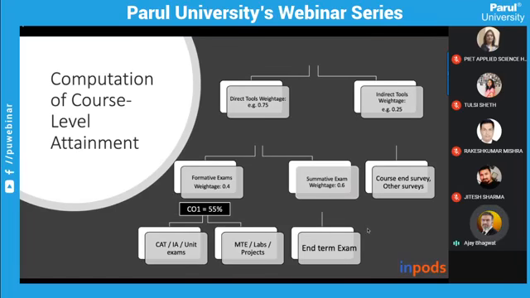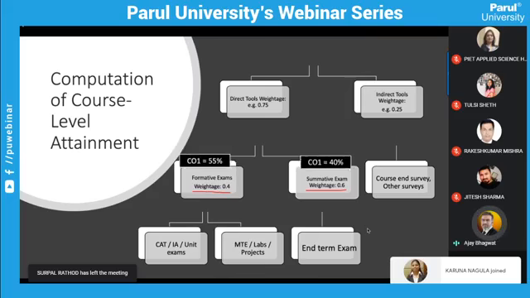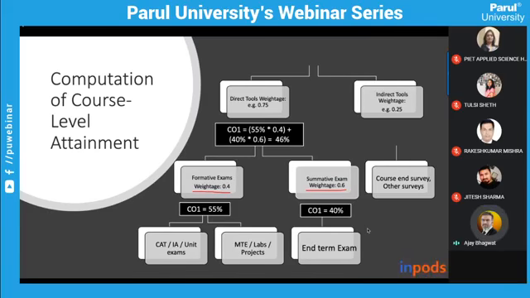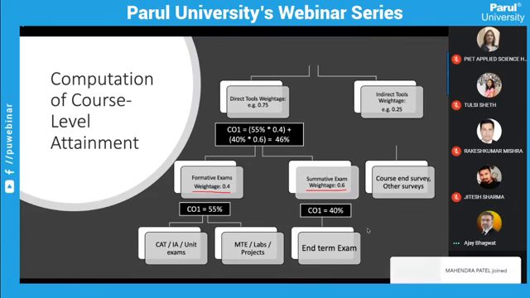So I'm going to take one example of attainment percentage calculated out of all the formative assessments, which was, let's say, 55%, and from the end term you got 40% as CO1 attainment. Then you will have to apply that weight here, and once the weight is applied, you will get the weighted attainment of CO1 at direct tool level. So this is the aggregated attainment of CO1 at direct tools level, which is 46%.